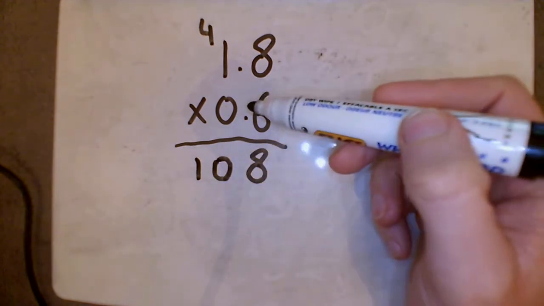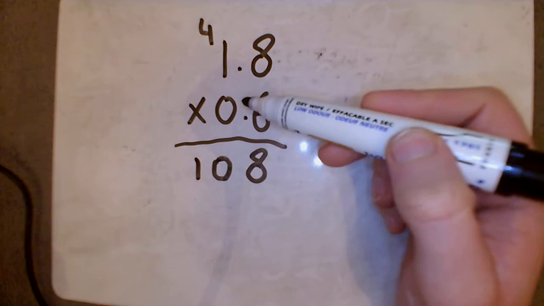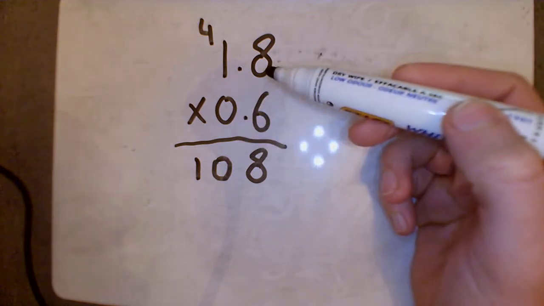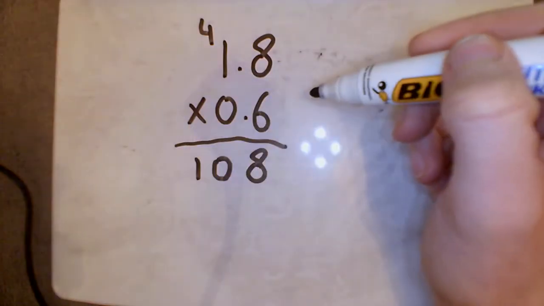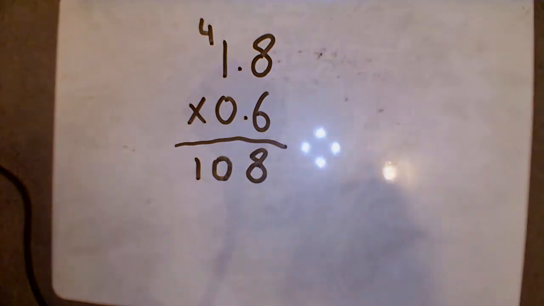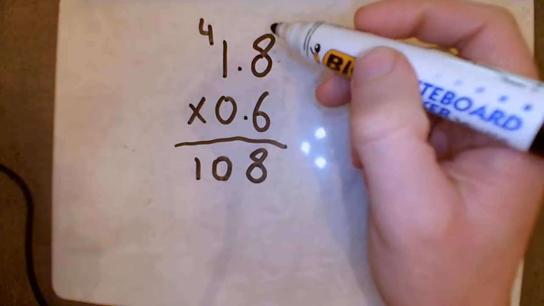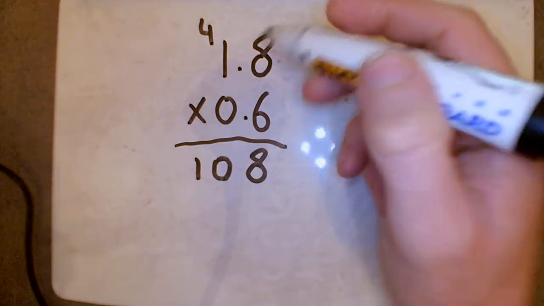Now, as I said before, you can move on and multiply the 0 by everything if you'd like, but there's no point. It will all just come out as 0, so it's kind of a waste of time. So we're left with 108. Now, that's not our final answer, because now we need to put in the decimal point.